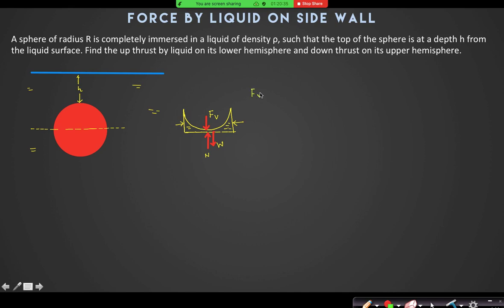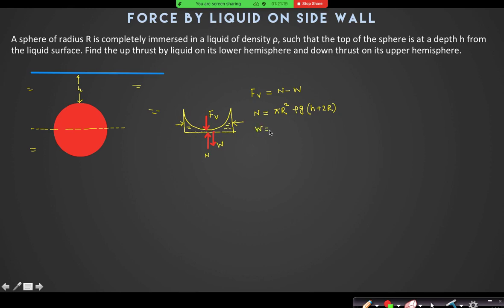Fv plus W is equal to N. And what is N? Can you tell me what is the normal reaction at this base? So pi r square into rho g into h plus 2r. Pi r square is the area, and rho g into the height. What is the height? h plus 2r. What is the weight of this part of the liquid?